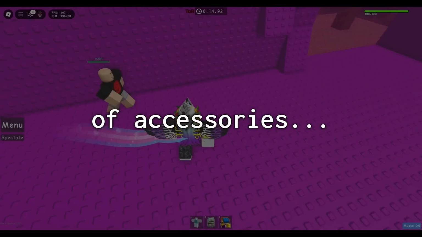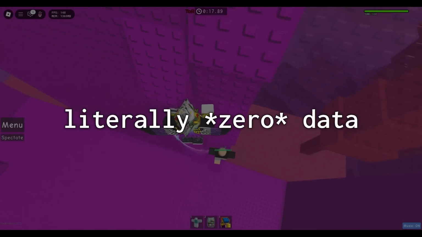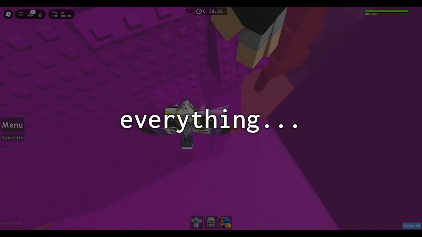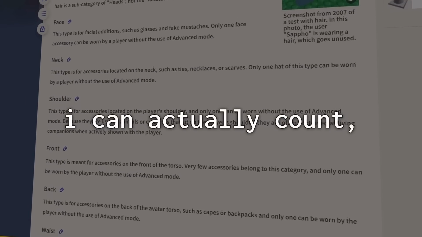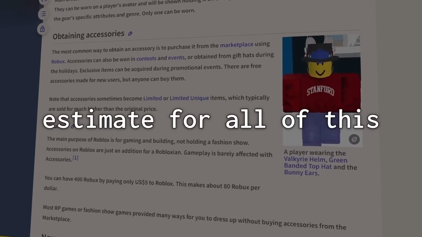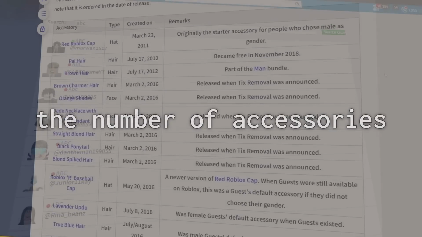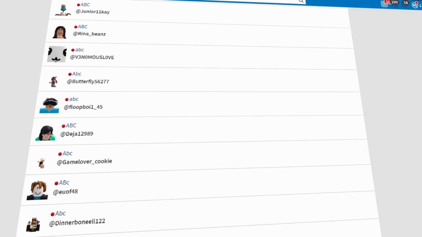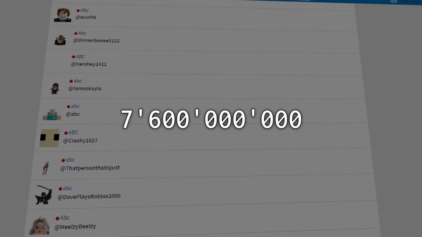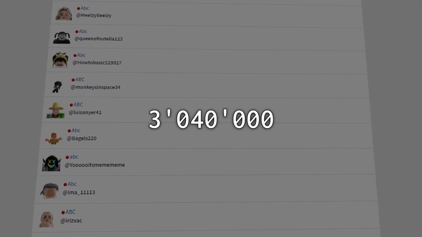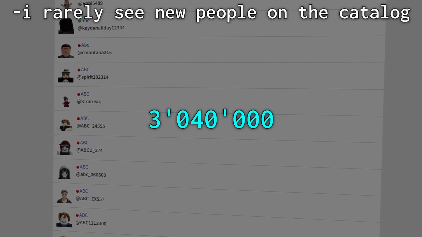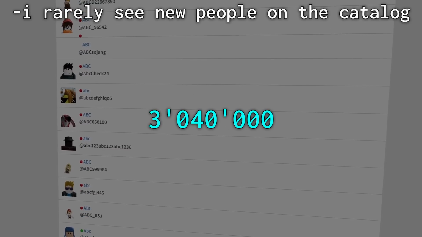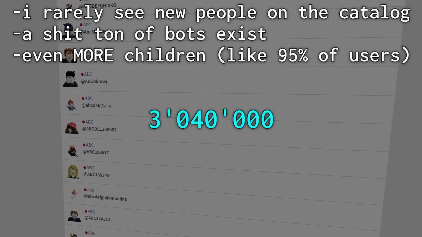As for the number of accessories, I managed to find literally 0 data on pretty much everything. No articles, no fandom shit, nothing. So for the remainder of this video, apart from the stuff I can actually count, I'm going to take a relatively conservative estimate for all of this, starting with the number of accessories instead. To do this, I took the number of Roblox accounts, which is roughly 7.6 billion, then I estimated that roughly 0.04% of users, or around 3.04 million, actually make accessories at all, which I chose because it seemed about right given how little I see new people make stuff on the catalog, along with because I think 3 million people making stuff seems about right, considering just how much of the accounts that exist are bots or children that have no idea how to make stuff.